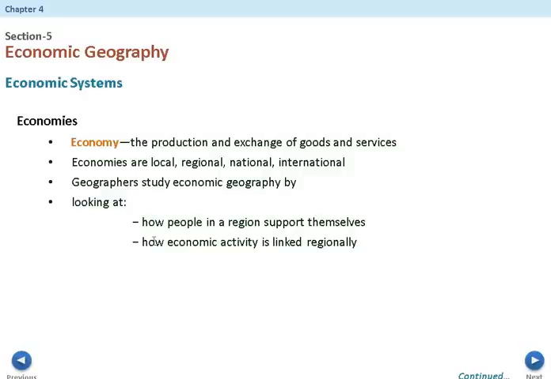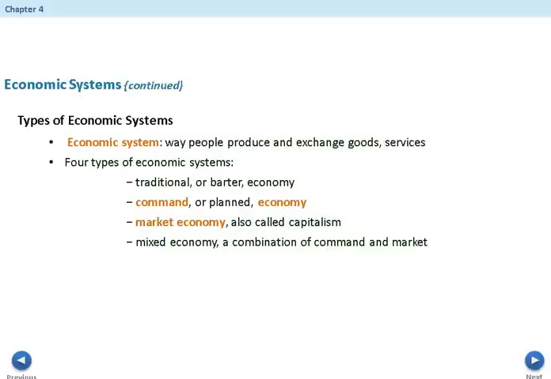Also, we look at how economic activity is linked regionally. How are we connected to the Midwest? How is the Midwest connected to the West and the East Coast and the South? So all of these have a connection in our economic systems. Now, an economic system is the ways people produce and exchange goods and services. So goods and services are basically things that I make, and how do I exchange them? How do I transfer ownership from one person to the other?